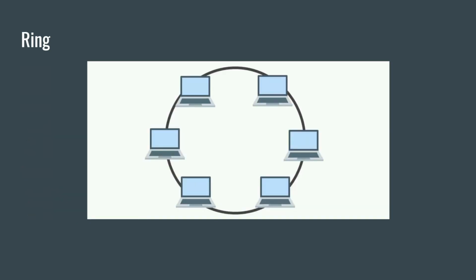Here's a simple diagram of the ring network type showing each workstation connected to the one in front of it and one behind it, and each connection together forms a circular data path.